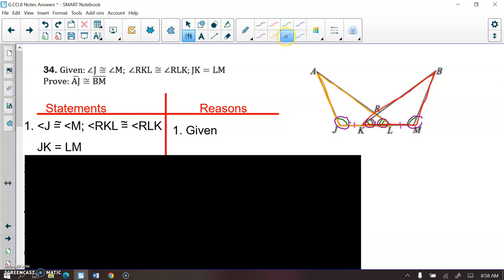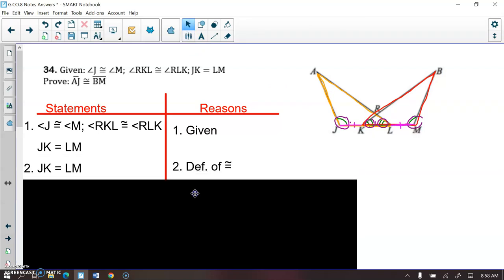Now, I only have JK and LM congruent, which if you notice, both of those are not the full yellow or full red sides. So I need to prove that JL and MK are congruent, which would give me the full yellow side for triangle AJL, and it would give me the full red side for triangle BMK. So that's what we're going to do next.